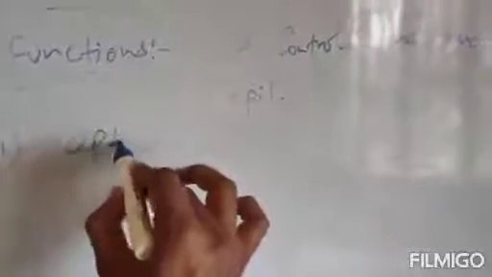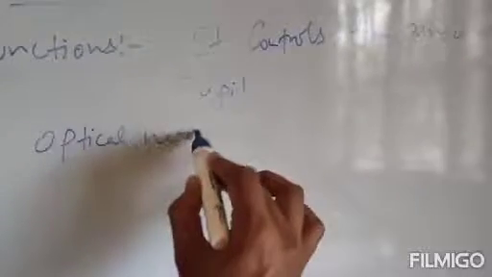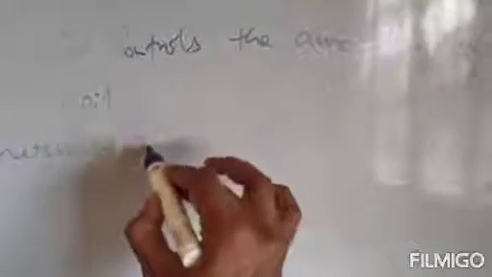Next, the eighth part of the human eye, there is the optic nerve. These are actually nerves. Optic nerves are nerves which take the image to the brain. These nerves take the image to the brain in the form of electrical signals. These optic nerves take the image of the object to the brain in the form of signals.